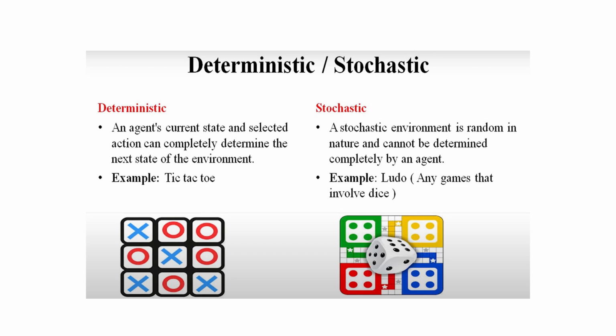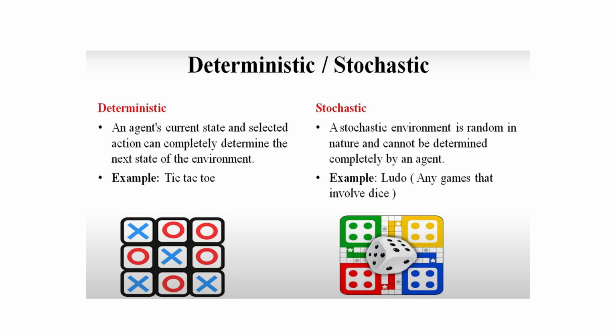We are having the next state completely determined by the current state and the action. No randomness is involved in your current state or action. So an agent's current state and the selected action can completely determine the next state of the environment that we are going to use.